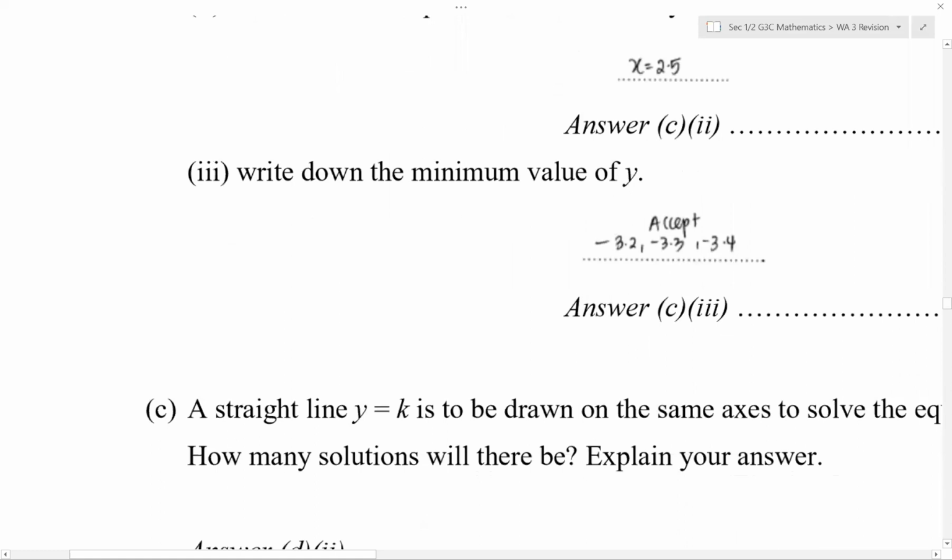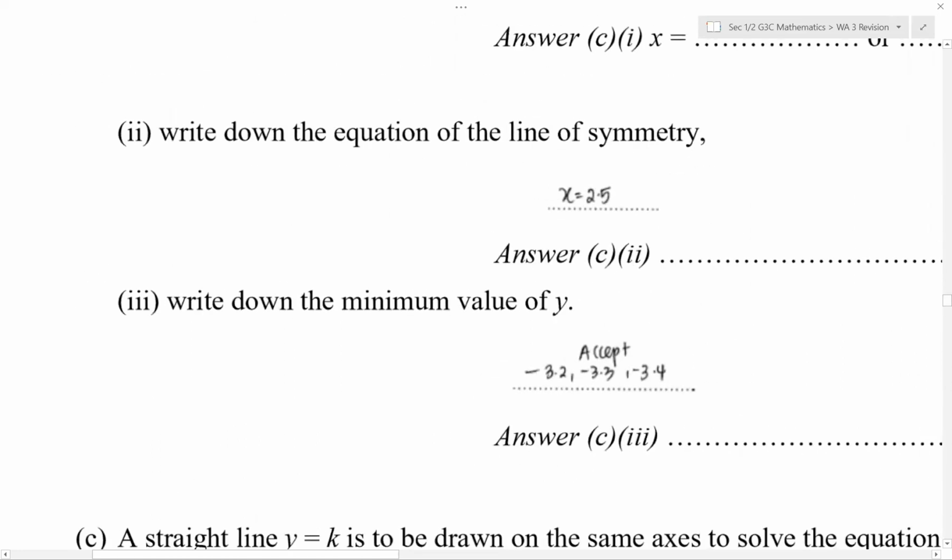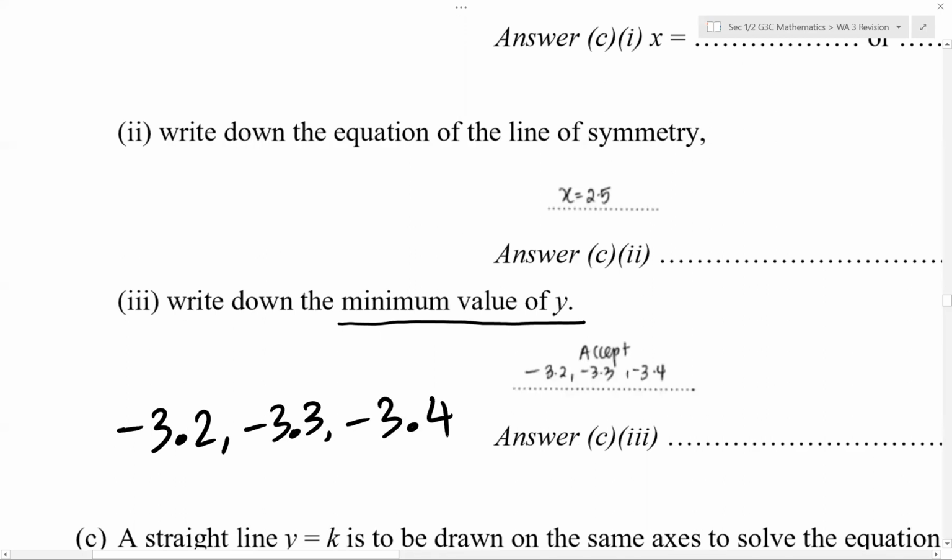So, minimum value of y. See how you have to pay attention to the words that they use. Minimum value of y. They did not ask for coordinates of the minimum point. If they say coordinates of the minimum point, they want the x value and y value. If they say minimum value of y, they just want the y value, the y coordinate of the minimum point. And the accepted answers are -3.2, -3.3, -3.4 in this particular case.